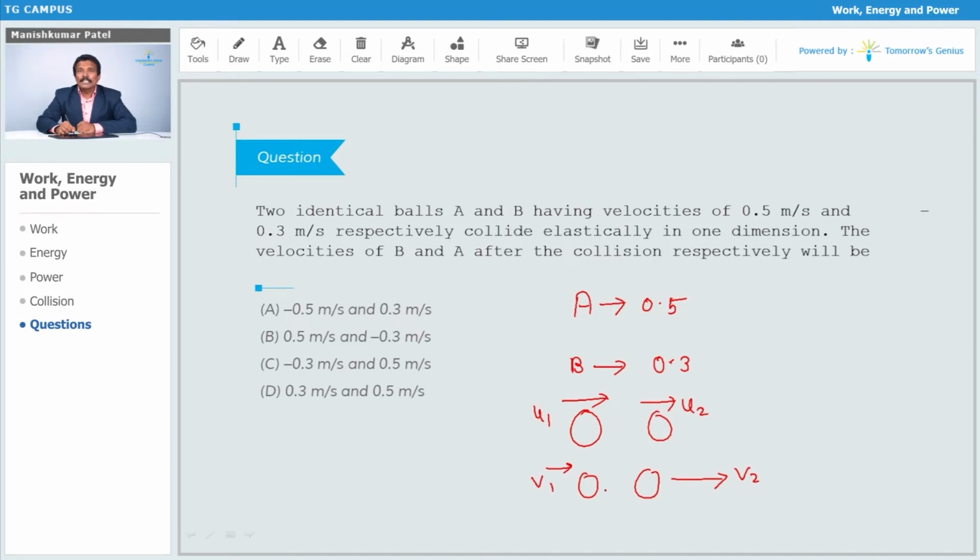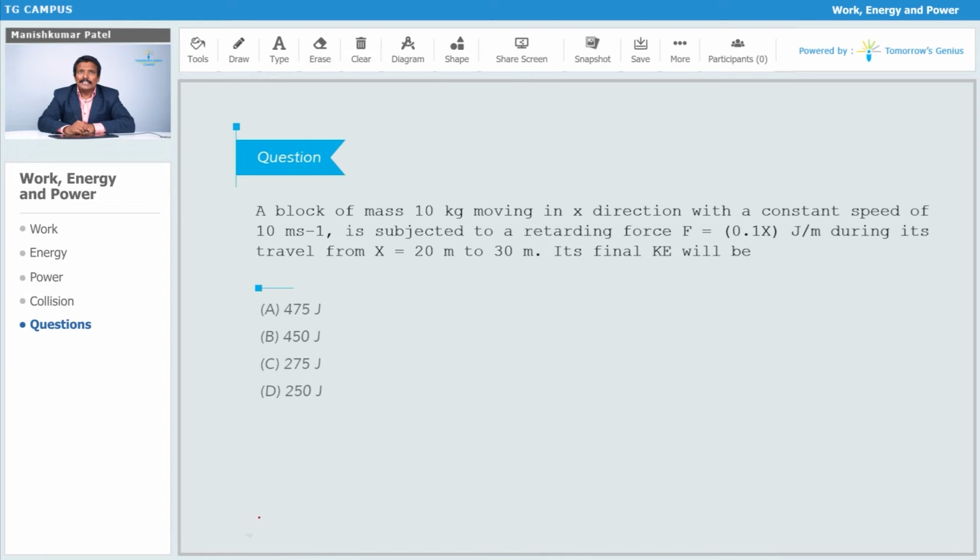Definitely, after the collision the velocity gets exchanged over here. The velocity of A will now become 0.3 and that of B also becomes 0.5. Obviously their velocities have been exchanged. Now the velocity of A is 0.3 and that of B is 0.5. So option D is correct over here. So let's see the next question.